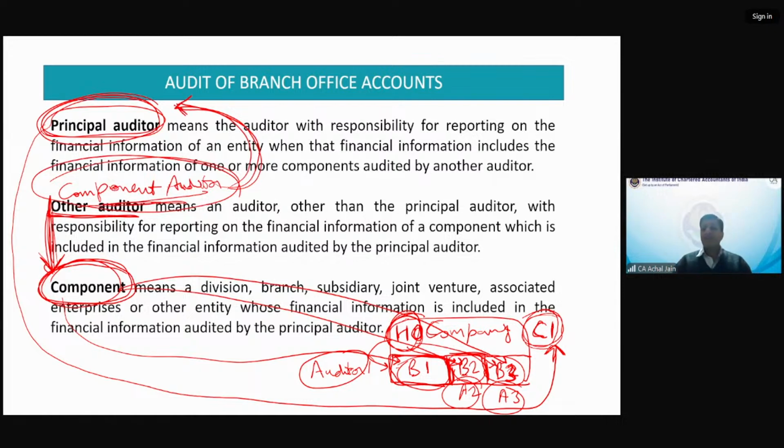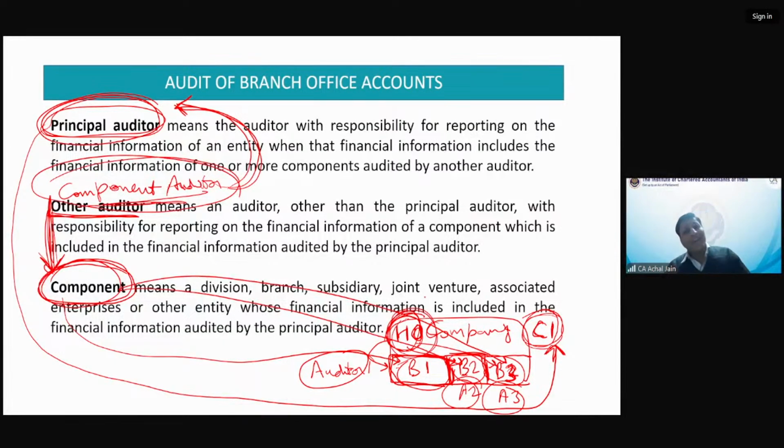Now let's try to understand. See, what is the role of the principal auditor? To issue audit report on financial statements of the company. Yes or no? Now in this company, there are four parts. Now please understand this very carefully. Three branches, which are already audited by some other auditors, and the head office, which is going to be audited by the principal auditor. So primarily the principal auditor is responsible for what? Audit of head office.